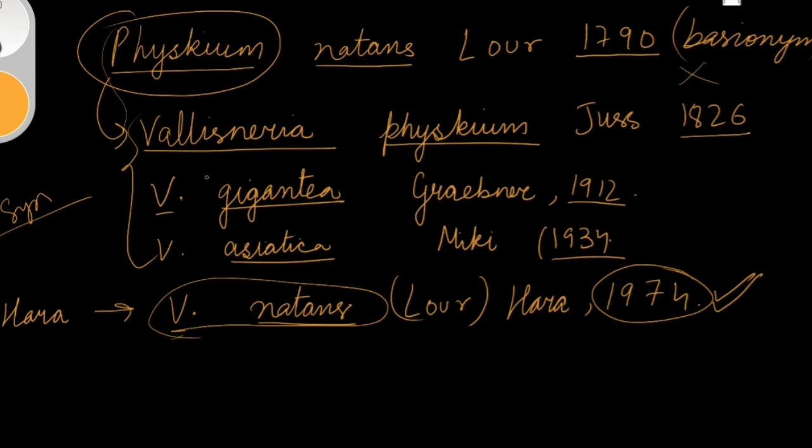This is the basionym. Now Vallisneria physicium, now this is a superfluous name. And then these two are synonyms. Here principle of priority is applied, but even then the most recent name has been given the priority. Okay, because all of the names that were given earlier did not fit into the criteria. So similarly, there are many examples of that. But now we are moving on to the limitations of principle of priority. Okay, on what cases or on what situations this principle of priority will not be applied.